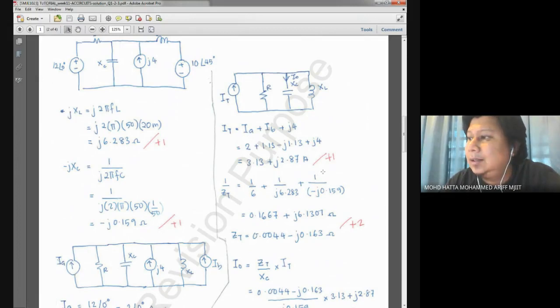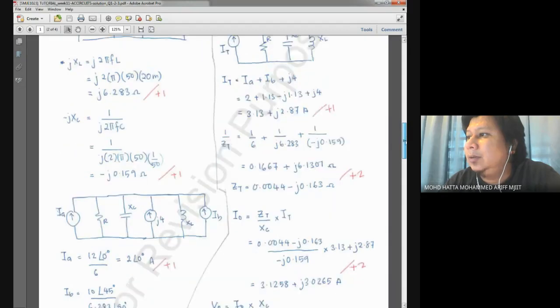I think this one is very simple, except that you don't know that it can be combined. So that's the problem. Now, for IT, just add IA, IB, and the current you see in the middle over here, which is 4 with angle of 90, or you can also write it as j4. And you get I total and you get 1 mark.